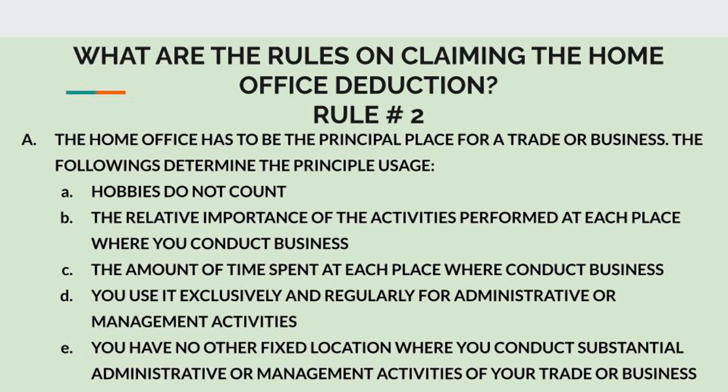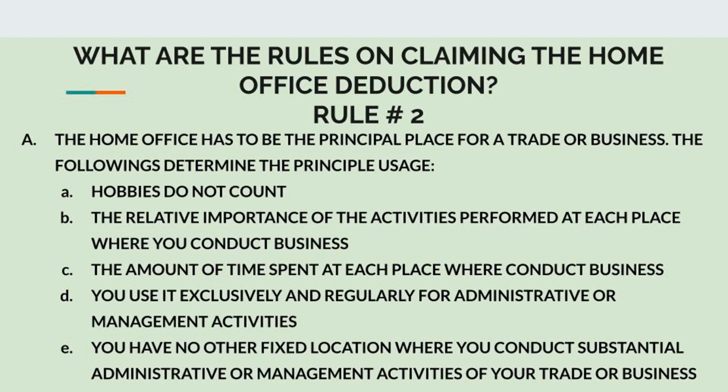The next matter that factors in is the relative importance of the activities performed at each place where you conduct business. So let's say you have 2 or even multiple places where you're conducting your business. You have to take into account how important and relevant the activities that you do at home are compared to what you do in other locations of your business, in trying to determine if in fact your home is the principal place of your business. Another factor is the amount of time spent at each place where you conduct business.